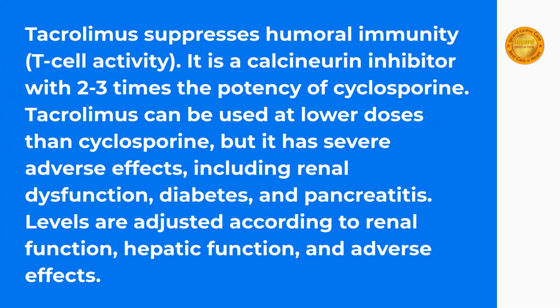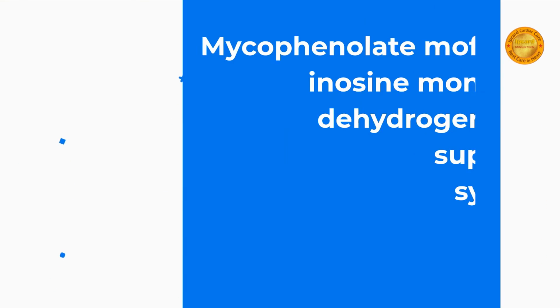Tacrolimus suppresses humoral immunity, T-cell activity. It is a calcineurin inhibitor with 2 to 3 times the potency of cyclosporin. Tacrolimus can be used at lower doses than cyclosporin, but it has severe adverse effects, including renal dysfunction, diabetes, and pancreatitis. Levels are adjusted according to renal function, hepatic function, and adverse effects.